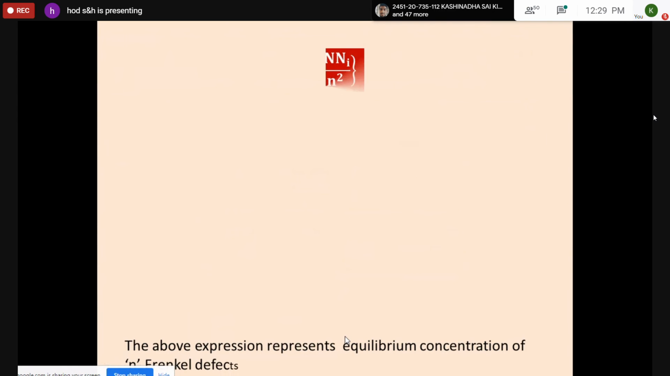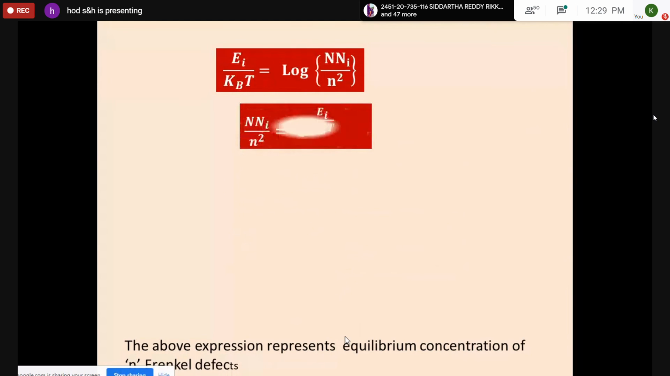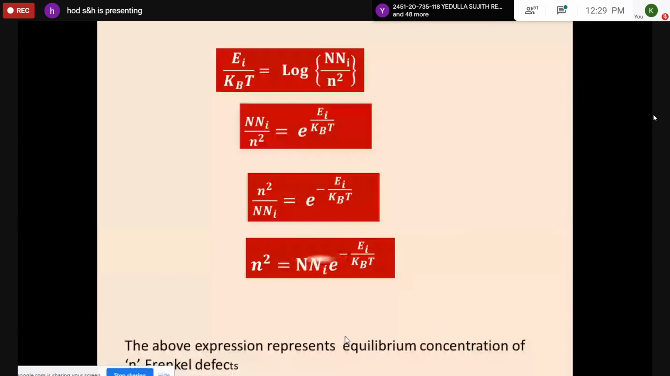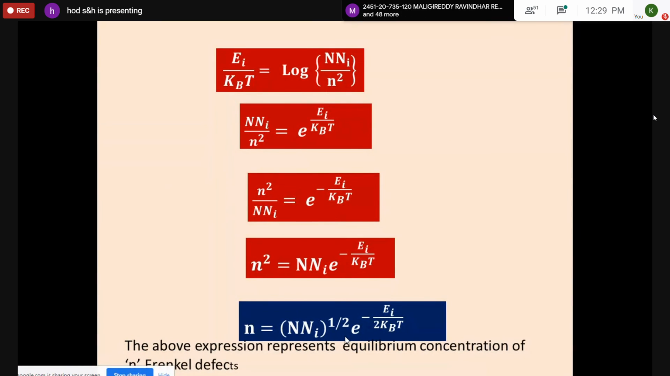So further, if you bring this term to the left hand side, Ei by kBT is equal to log N Ni by n square, and remove the log, it is N Ni by n square is equal to e power Ei by kBT. Reverse this one, it becomes e to the power of minus Ei by kBT. Then n square is equal to, bring N Ni to the right hand side, N Ni e power minus Ei by 2 kBT, sorry. Finally, n is equal to (N Ni) whole to the power of half e to the power of minus Ei by 2 kBT. So this expression represents the equilibrium concentration of n Frenkel defects in ionic crystals.